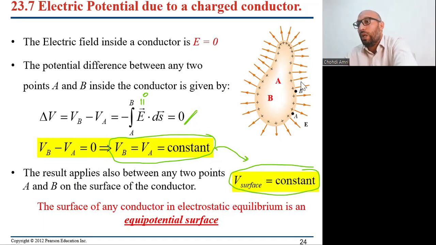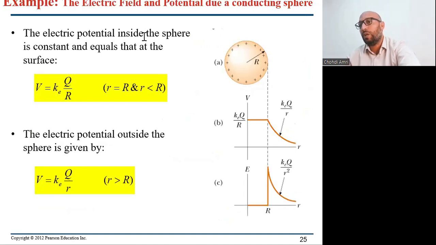So what we can say is that the surface of any conductor is an equipotential surface. Why? Because our conductor is in electrostatic equilibrium, and we said that in electrostatic equilibrium the electric field inside is 0 and outside is perpendicular to the surface, equal to sigma over epsilon. Okay, good. Then we can say the electric potential inside the sphere is constant, as we said, and equal to that of the surface. So in the volume of the conductor, the electric potential is KQ over R. This is inside the volume.